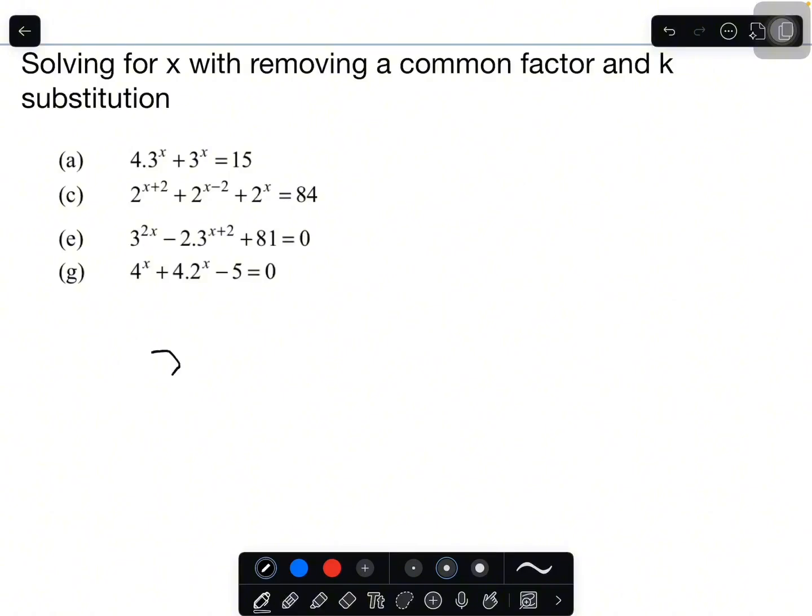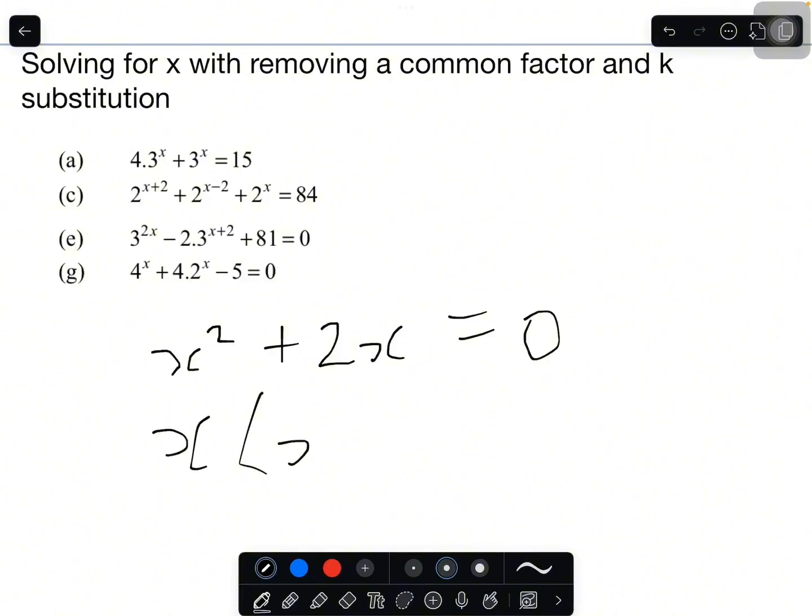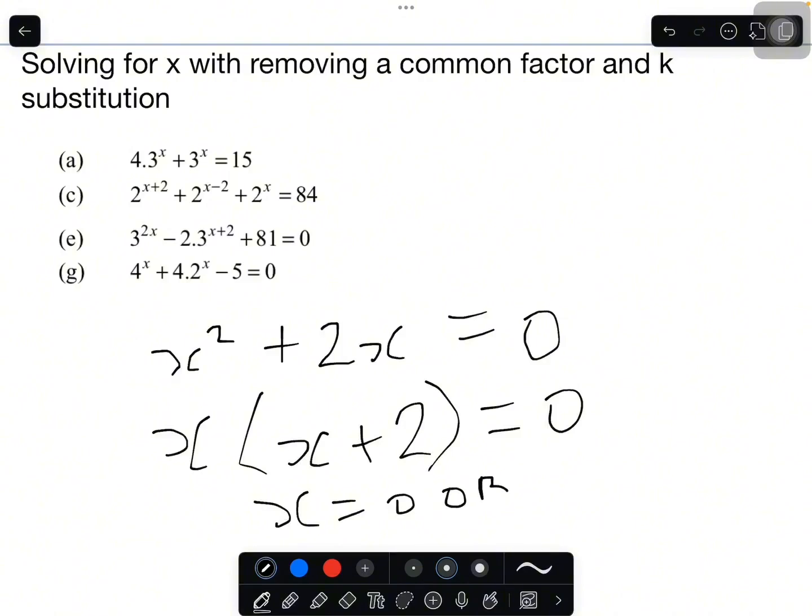So if I had x squared plus 2x equals 0, for example, I can see that there's an x here that is common, and I can remove that common factor, x into x plus 2 equals 0, and then I'll have x equals 0 or x equals -2. We're going to use that same kind of thinking.